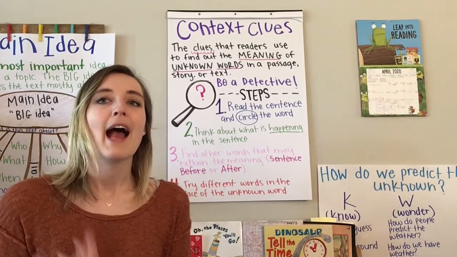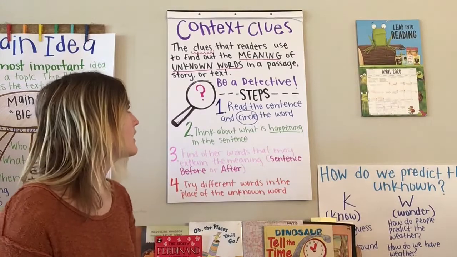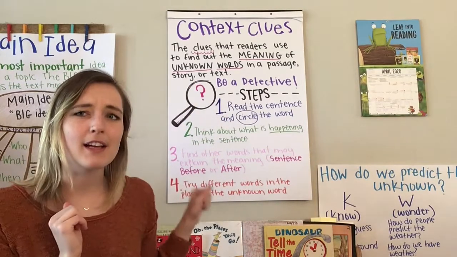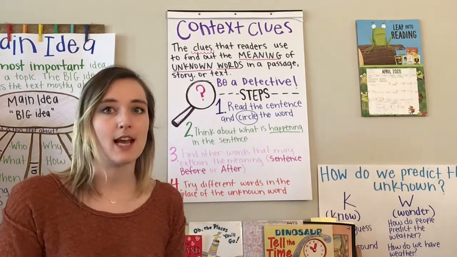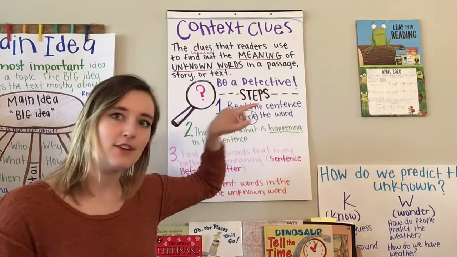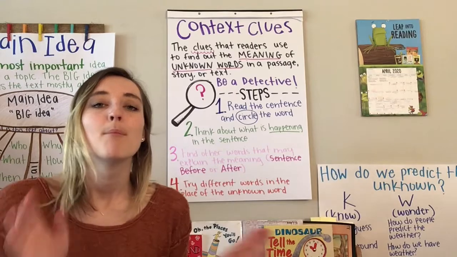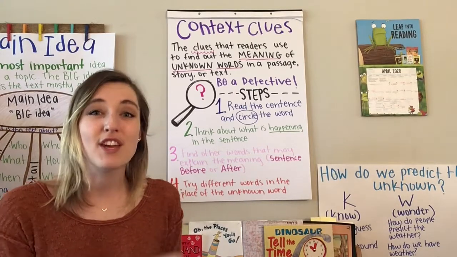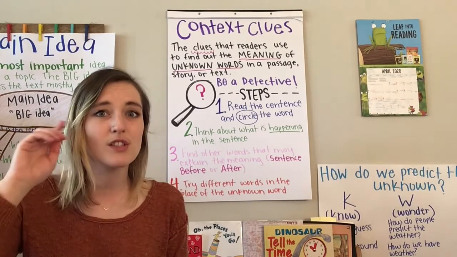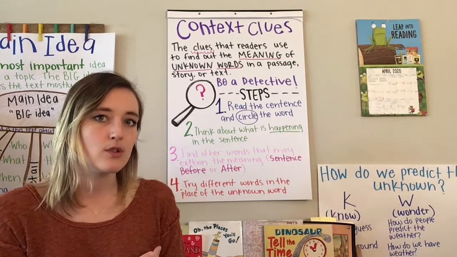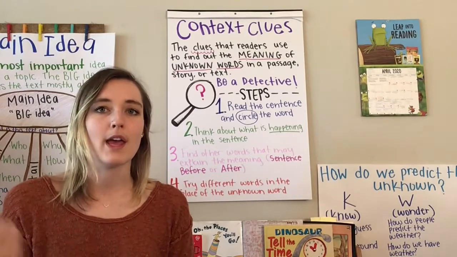As you're using context clues, you're kind of using a magnifying glass, looking really closely at the text, and you're actually being a detective. You're looking closely before or after the word to try and figure out what things are. A detective looks at clues, context clues, in order to figure out what a word means.